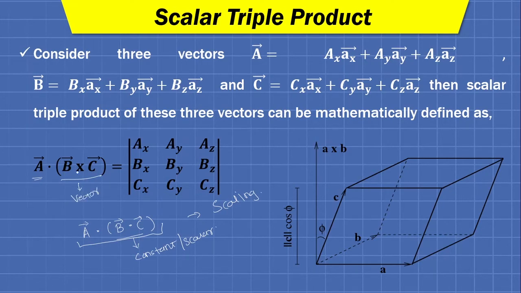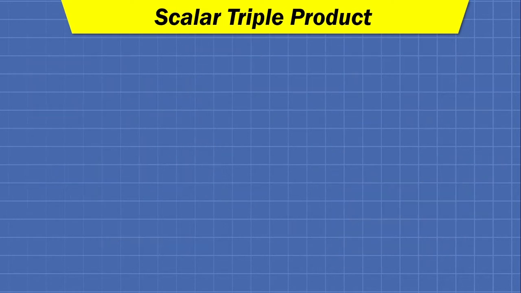And as I stated at the start of this lecture, this dot product represents the volume of the parallelepiped. First we will see how this equation has been arrived at, and then I will prove how this dot product defines the volume spanned by these three vectors. Okay, so let us begin. The definition of the scalar triple product is a bar dot b bar cross c bar.